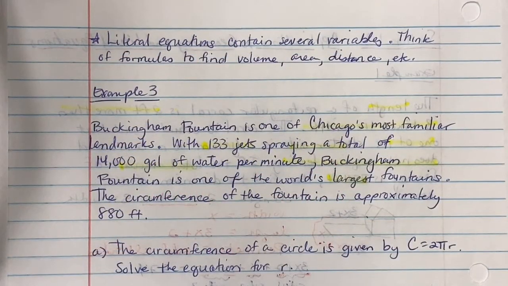Literal equations contain several variables. Think of formulas to find volume, area, distance, etc. Those of you that have had physics, think of those physics formulas you had. They had 2 different variables involved minimum.